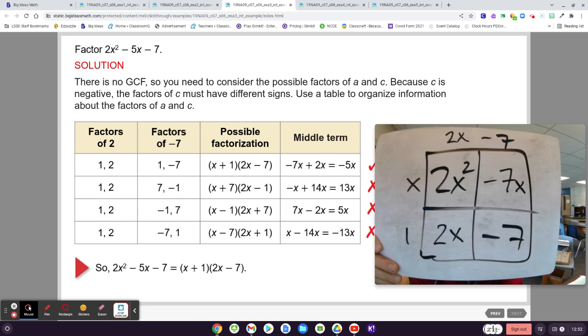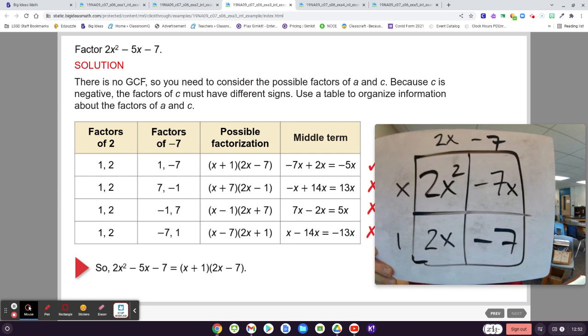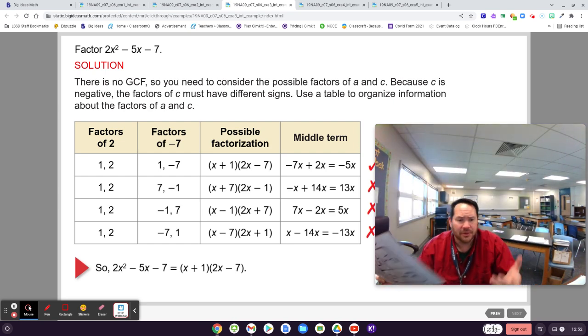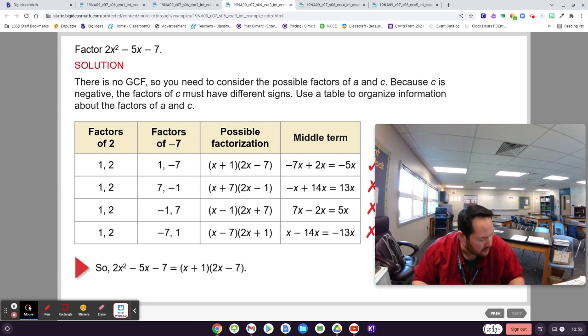So this is the area model way of doing the same problem. All right, it's more like solving a puzzle, though, whereas the table is a nice organized way to check all possible solutions.